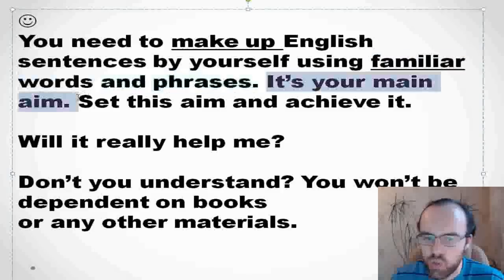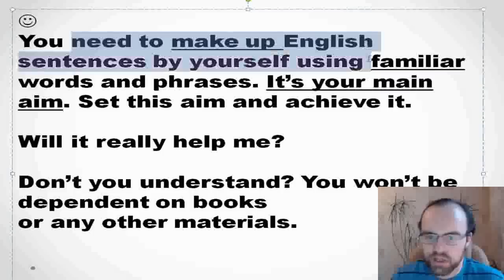It's your main aim. So it's what you should want to do. It's what you need to reach. Set this aim and achieve it. So you need to say, okay, I need to make up English sentences by myself using familiar words and phrases, and do it.